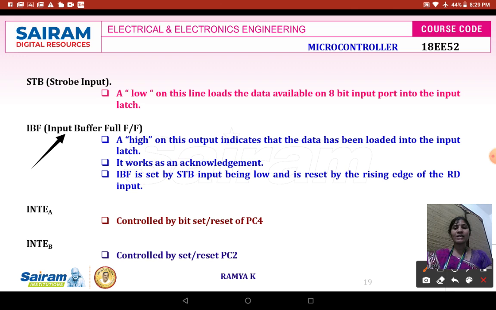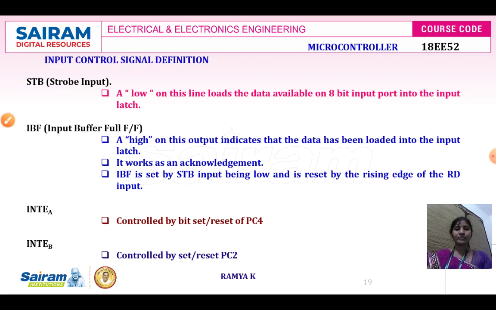When the data is already latched, then the input buffer full will be high. It is defined by the strobe being low, and it is reset by the rising edge of your read signal input. Then interrupt enable is controlled by bit set reset of your PC4, because INT stands for interrupt, E stands for enable, and the suffix A belongs to group A control. So it is controlled by bit set reset of port PC4. It is your input control definition.